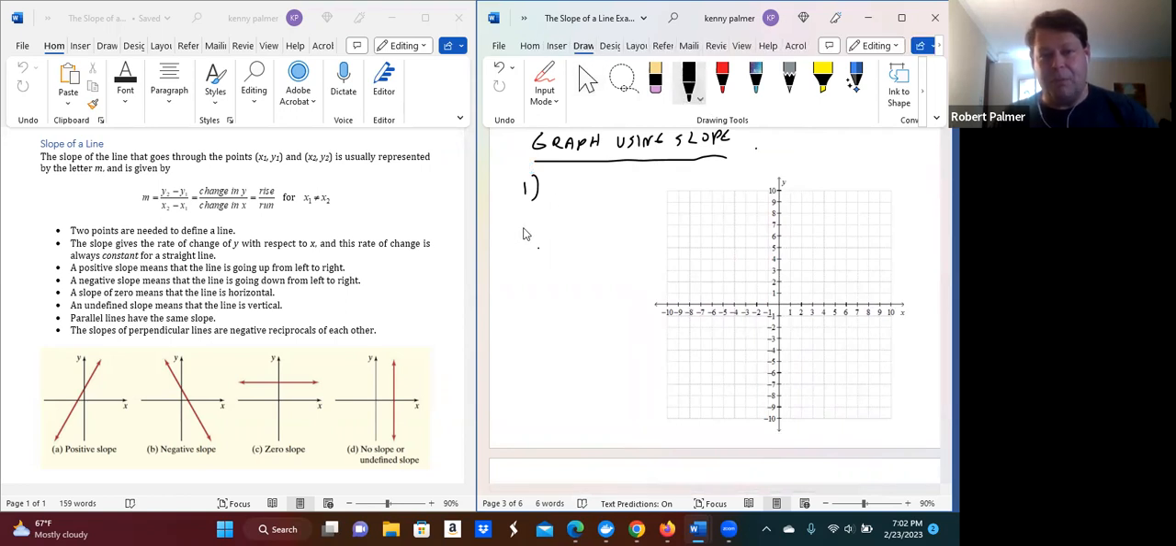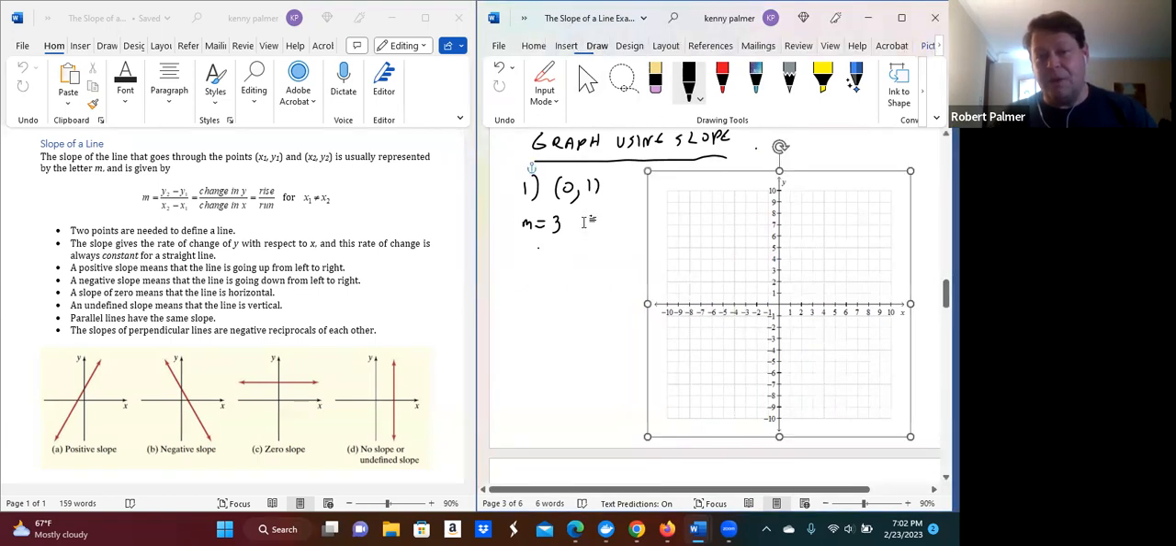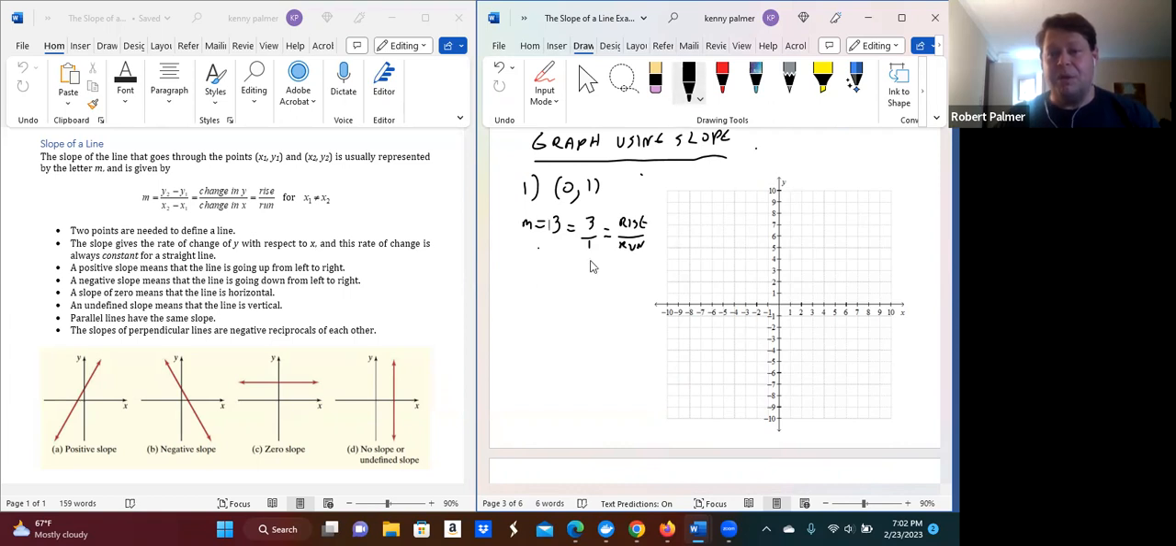Okay, so once again, I have a point of (0, 1), and my slope is 3. Now we can think of this also as 3 over 1. And since it's 3 over 1, this is my rise over my run. So how I'm going to do this is I'm going to start at my point, (0, 1), which is right here.